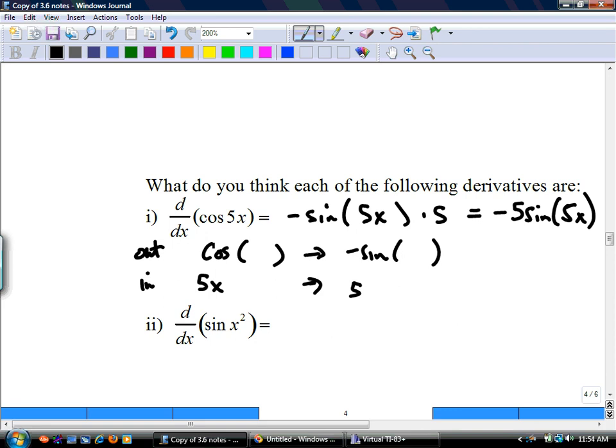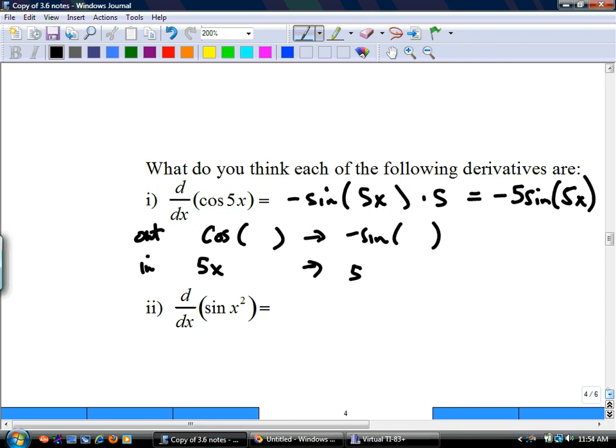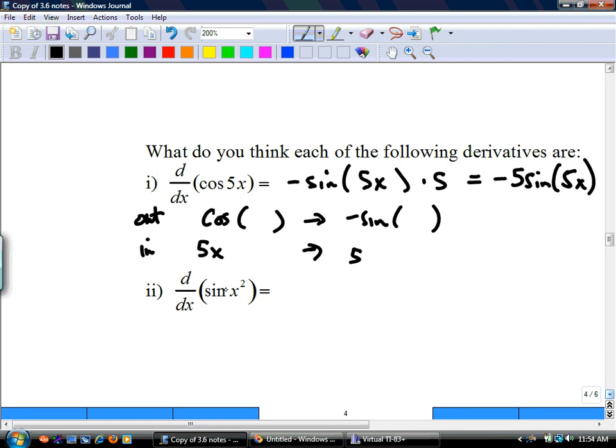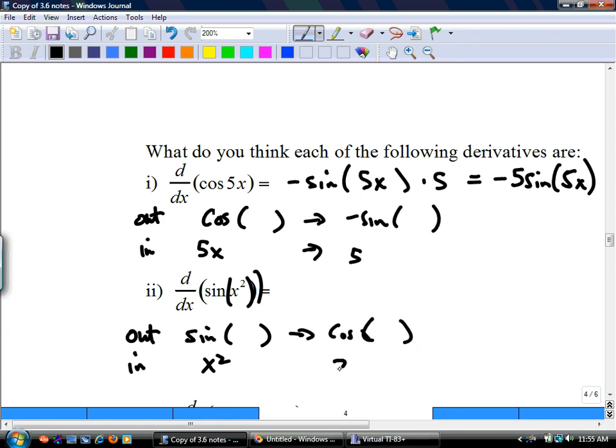Can you see now why I made you write what out and in were? It's actually saving you time. So what's the out on this one? Oh, Mr. Epp's even being nicer, he's hinting. And the in is x squared. So what's the derivative?